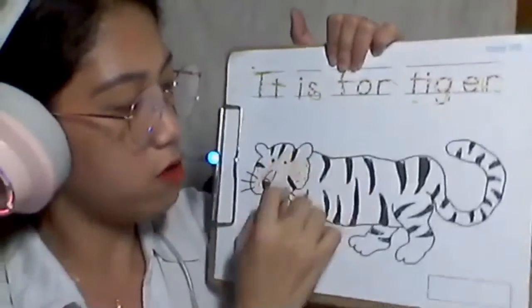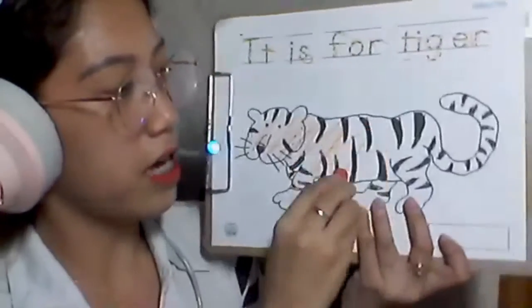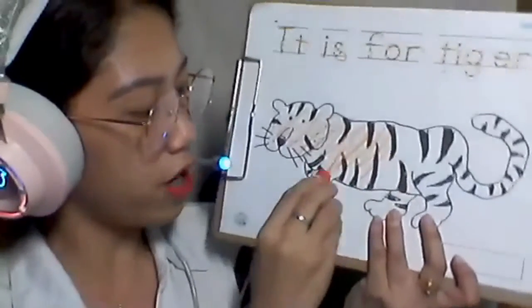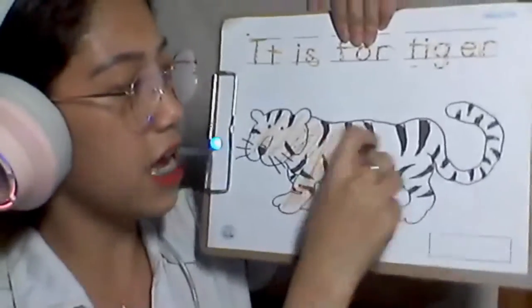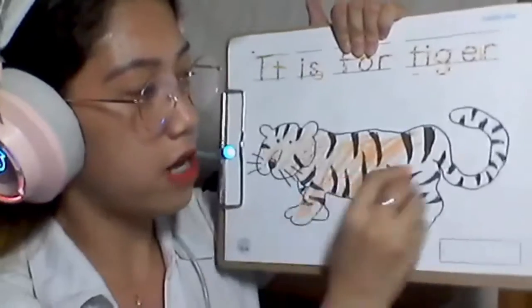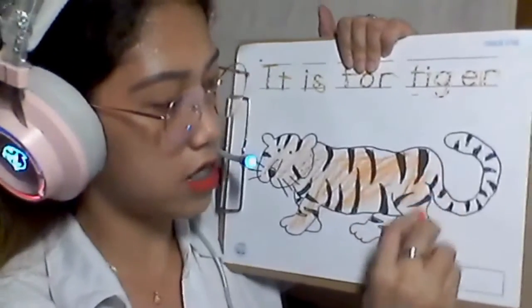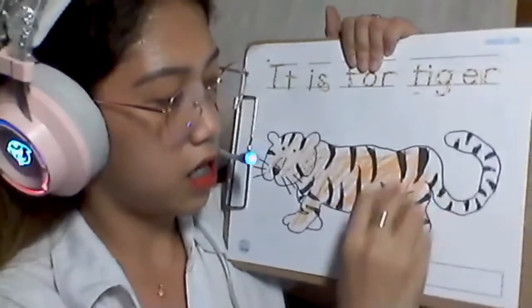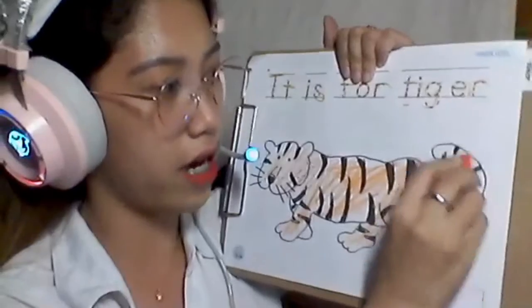Up and down, up and down. Need to color the tiger. You remember, when you are coloring, you need to color the inside only. Up and down, up and down. The tiger, this is a tiger. Tiger that roars in the jungle.